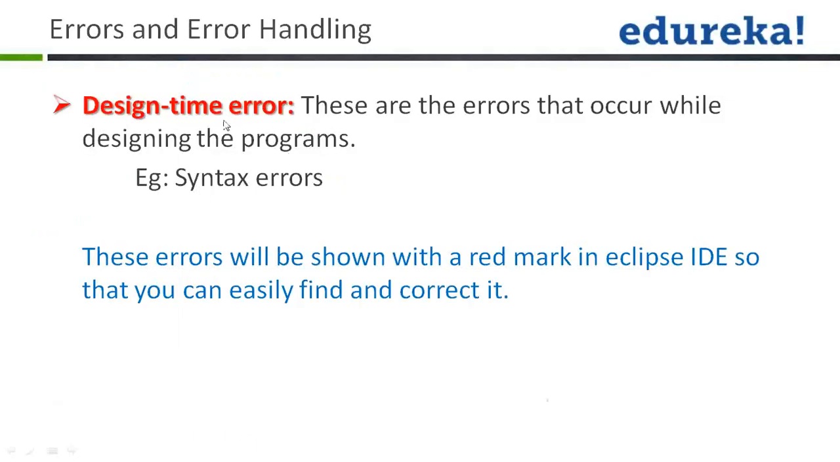Now, what about the errors, guys? No one is telling me any answers right now. I'm saying design time error. These are the errors that occur while designing the program. Sarah says yes. These errors will be shown with a red mark in Eclipse IDE so that you can easily find and correct them. So, do you get an overview of an error from these statements?